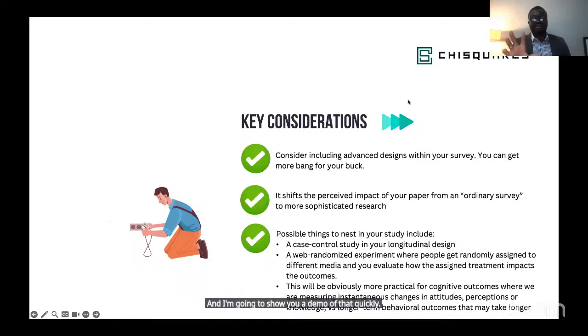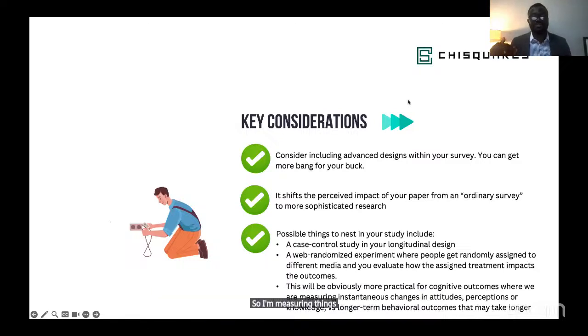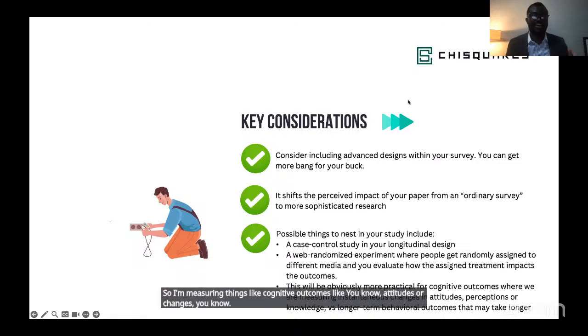Obviously, if you're doing a survey and you have a nested experiment, the kind of outcomes matter. You can't say I'm exploring the association between smoking and lung cancer. It's like, oh, it's going to take decades for people to get lung cancer. So what are you talking about, right? The outcomes obviously have to be things that are measured instantaneously. So I'm measuring things like cognitive outcomes, attitudes, or transient changes in knowledge. Those are things that will be amenable to an experiment that is done in the context of a cross-sectional survey.